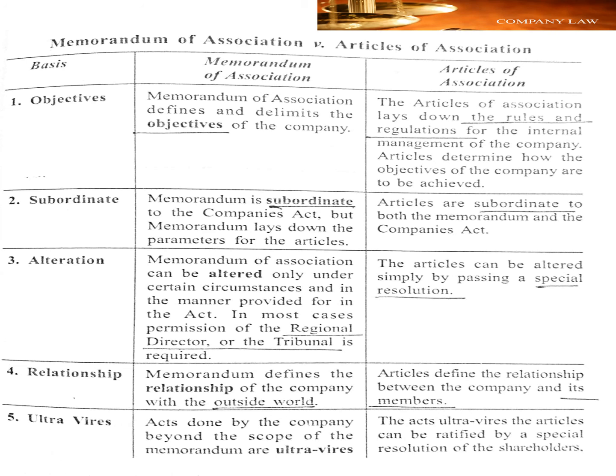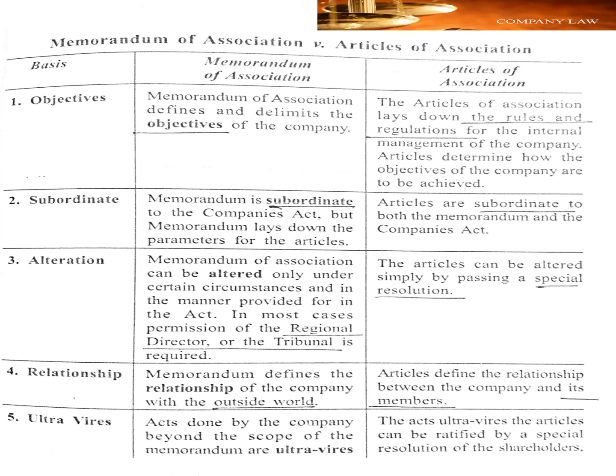If we talk about the further distinction of alteration, Memorandum of Association can be altered only under certain circumstances, as provided by the Act, and in most cases, we have to take the permission of the regional director or the tribunal. Whereas Articles of Association can be altered by passing a special resolution because these are related to the internal rules and regulations of the management of the company.